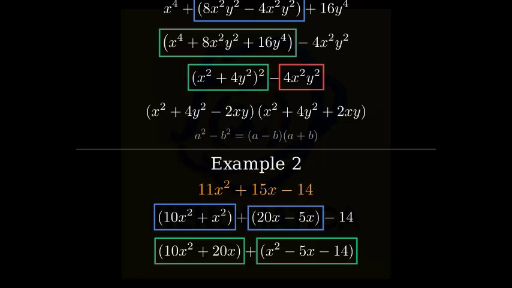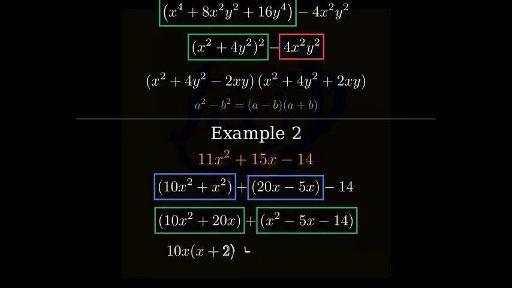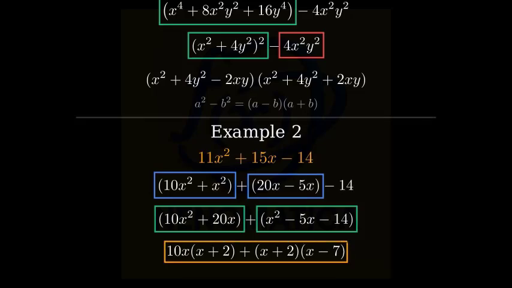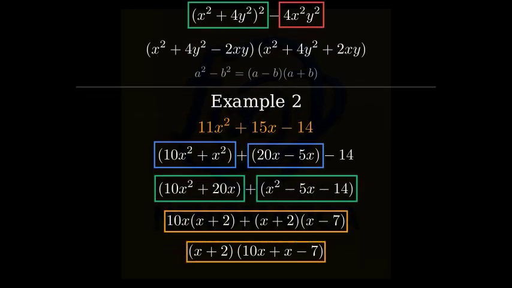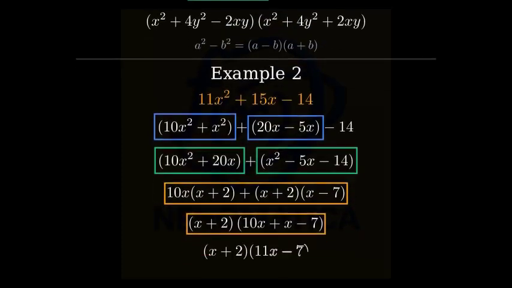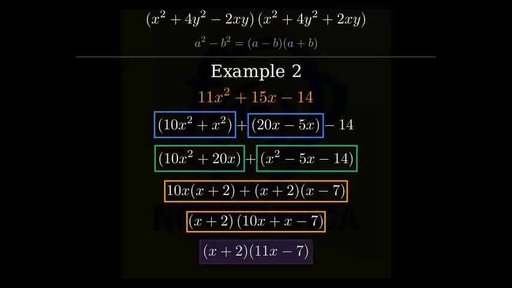Step 3. Factor each group. 10x times (x plus 2), plus (x plus 2) times (x minus 7). Notice the common binomial x plus 2 appears twice. Step 4. Factor out the common binomial: (x plus 2) times (10x plus x minus 7). Step 5. Combine like terms inside the second factor. We get (x plus 2) times (11x minus 7).